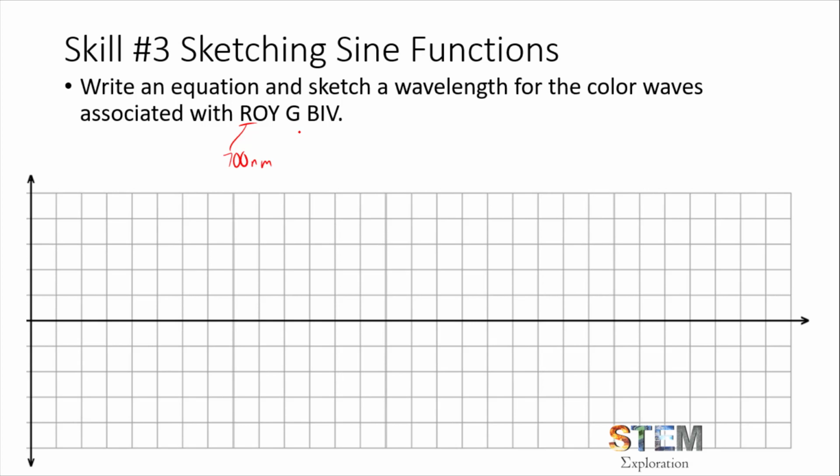and then orange-yellow is around 580 nanometers. When we look at green, that's 520 nanometers. When we look at blue, for example, that's 480 nanometers. And if we lump indigo and violet into one group, that's about 400 nanometers. And so we can actually create a sine function for each of these wavelengths and see how they differ from one to another.